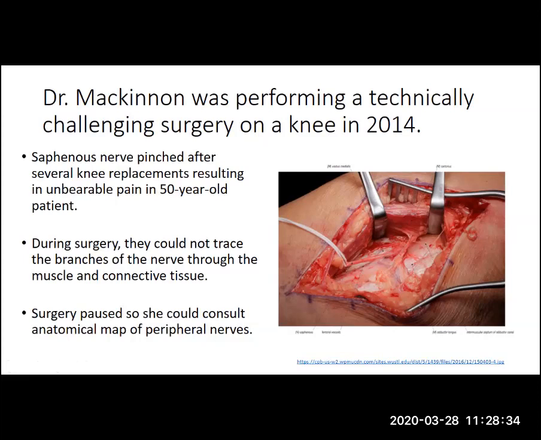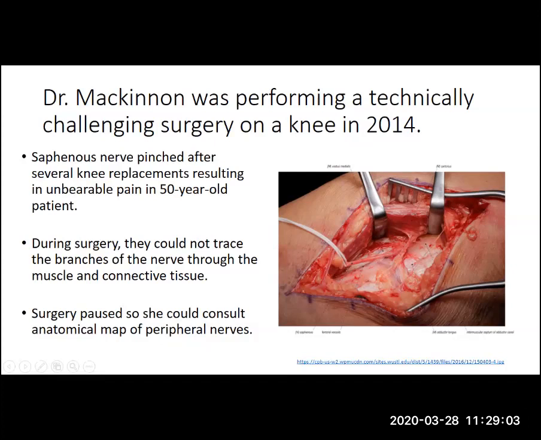And by the pinching of the nerve, it was generating unbearable pain within her 50-year-old patient. And so what she was going to be doing within her surgery is going through, isolating the saphenous nerve and basically removing the scar tissue around it, removing those structures that were created by the knee replacement and were causing pinching, causing damage to the nerve, and causing pain within the patient.